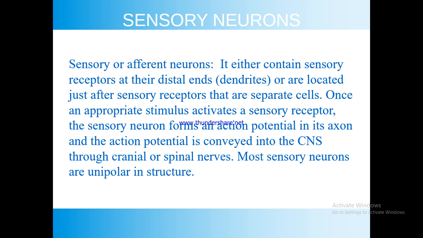So sensory neurons are those neurons which have the dendrites near the sensory receptors. When there is any change, any stimulus, these sensory receptors get activated and pass on the information to the sensory neurons. The sensory neurons form an action potential, or create a message, which is then passed on to the central nervous system. And most of the sensory neurons are unipolar in nature.